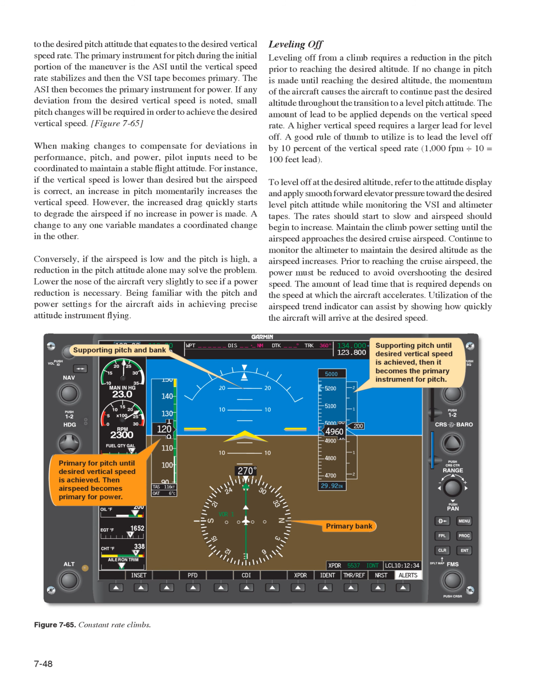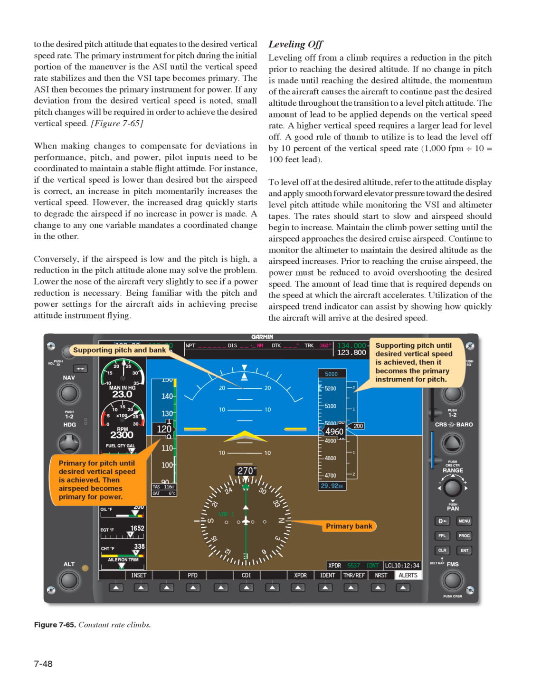However, the increased drag quickly starts to degrade the airspeed if no increase in power is made. A change to any one variable mandates a coordinated change in the other. Conversely, if the airspeed is low and the pitch is high, a reduction in the pitch attitude alone may solve the problem. Lower the nose of the aircraft very slightly to see if a power reduction is necessary. Being familiar with the pitch and power settings for the aircraft aids in achieving precise attitude instrument flying.